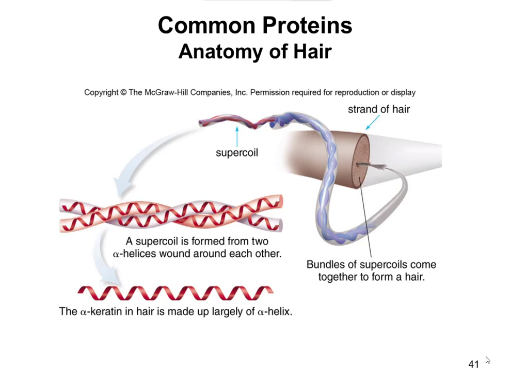Notice in this picture, here's this coiled coil, and this is just one of thousands upon thousands of these coiled coils that come together to form one strand of hair. This is a very microscopic view of everything, but in general, the alpha keratin itself is made up of an alpha helix, and you take multiple of these alpha helices and wrap them around each other to form this coiled coil, and that is what forms this supercoil, which is found in your strand of hair.